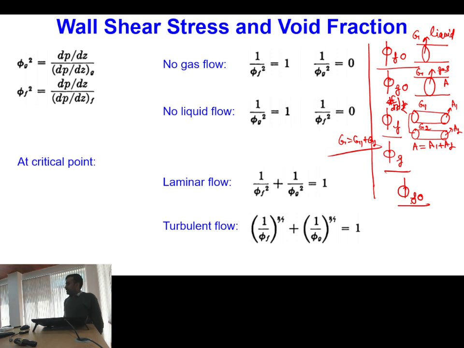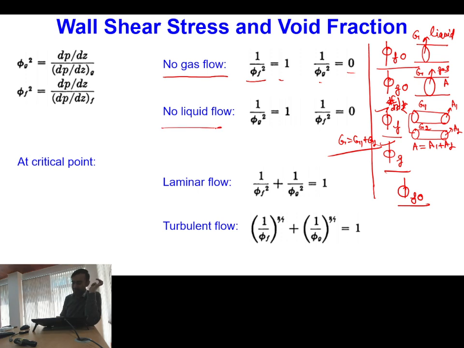What is the difference between this? Okay. Now, if I consider this type of approach, which is dividing the area of the pipe into individual areas and then allowing individual fluids to flow, in that case, if no gas is present in the system, then I will have 1 by phi f square equal to 1 and 1 by phi g square equal to 0.